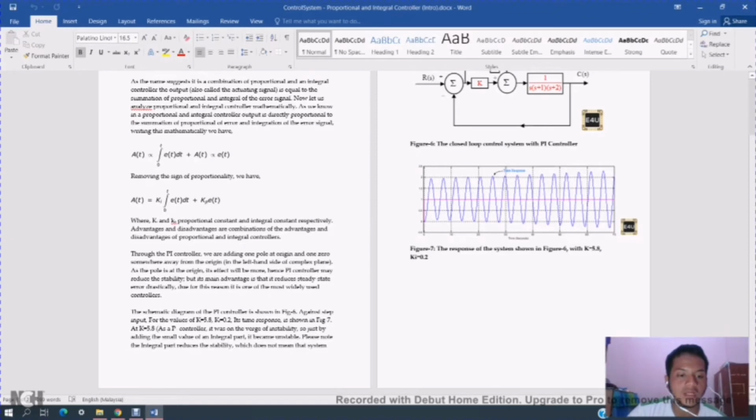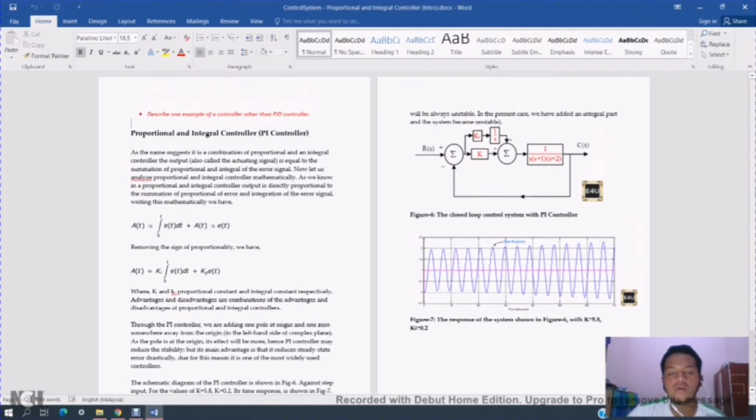The schematic diagram of the PI controller is shown in figure 6, and the step input for the value of K equal to 5.8, Ki equal to 0.2, its time response is shown in figure 7. At K equal to 5.8, as a P controller, it was on the verge of instability. So just by adding a small value of an integral part, it became unstable. Please note the integral part reduces the stability, which does not mean that the system will always be unstable. In the present case, we have added an integral part and the system became unstable.